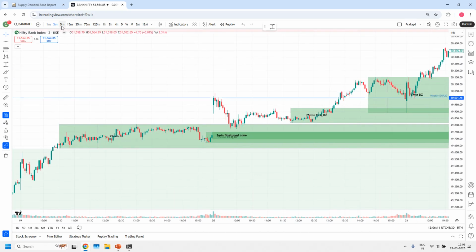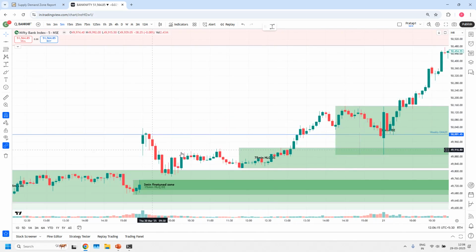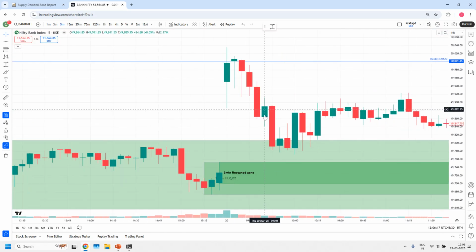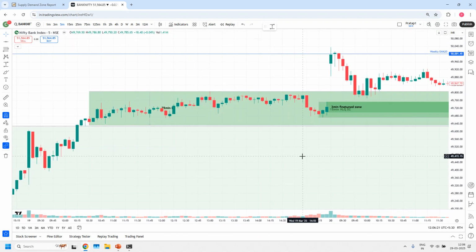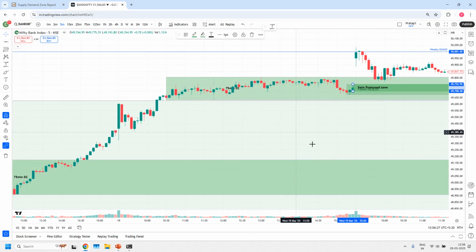Now go to the 5 minutes time frame. Now check how the 3 minute zone looks like here. See, only this much is there. You can either fine tune up to here or you can draw full zone.